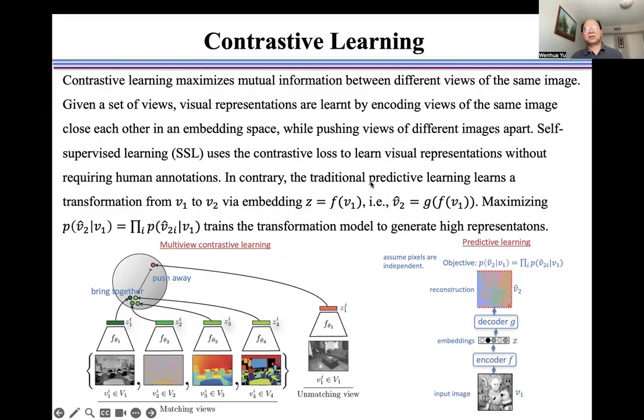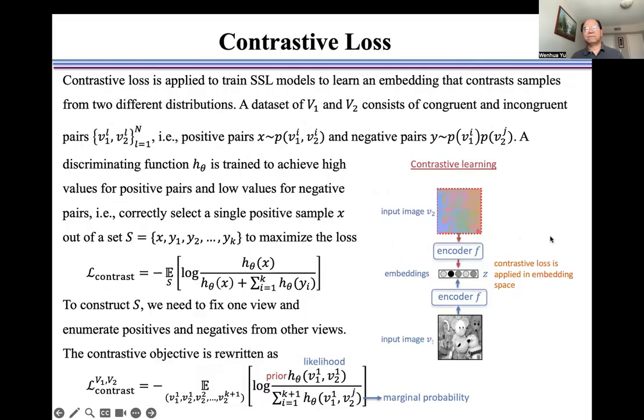In contrast, the traditional predictive learning learns a transformation from V1 to V2 via embedding Z, as shown here. Maximizing the joint probability of a pixel in an image trains the transformation model to generate high-quality representations. Contrastive loss is applied to train self-supervised learning models to learn embeddings that contrast samples from two different distributions.